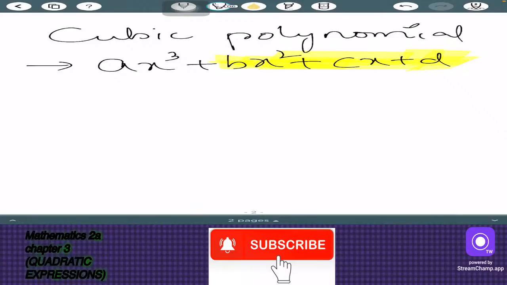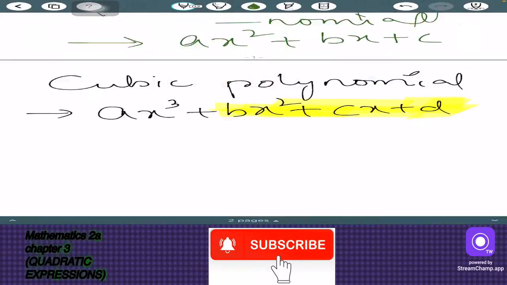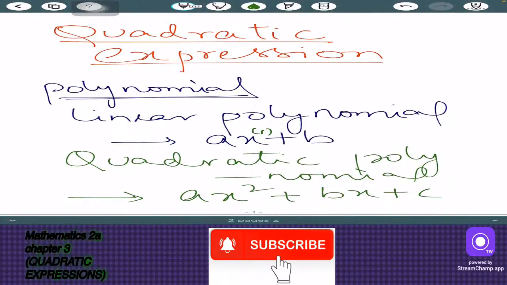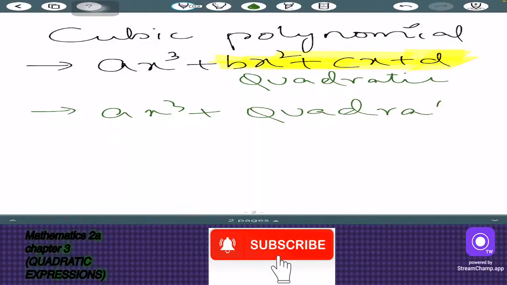So what is this? This is a biquadratic. Right, quadratic, it means if I add ax cube plus quadratic, it gives you a cubic polynomial.